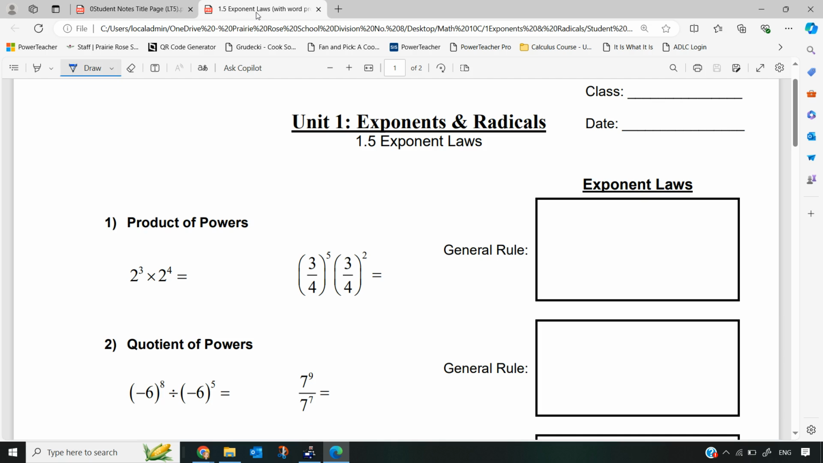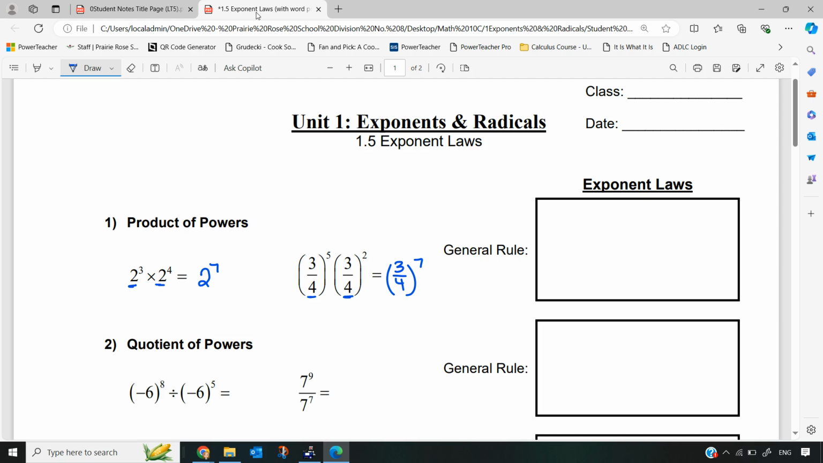So the first law that we're going to talk about is the product of powers. So we're going to start by looking at some examples. If I have 2 cubed times 2 to the 4th, that's going to be 2 to the 7th. If I have (3/4) to the 5th times (3/4) to the 2, that's also going to be (3/4) to the 7th. If you notice here, 2 cubed and 2 to the 4th both have the same base. So our exponent laws are only going to apply if we have the same base.